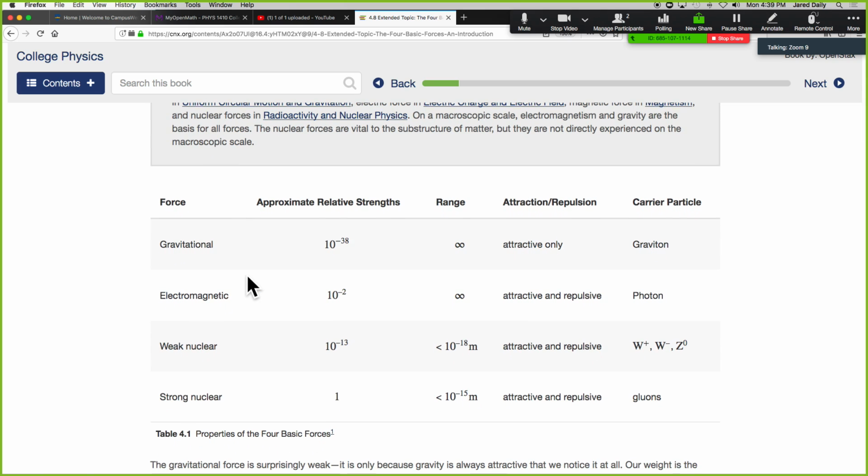The gravitational force, we're very familiar with, but we know very little about. It is one of the most mysterious forces. It is only attractive, and it's the only one of the 4 forces we know of that is only attractive.